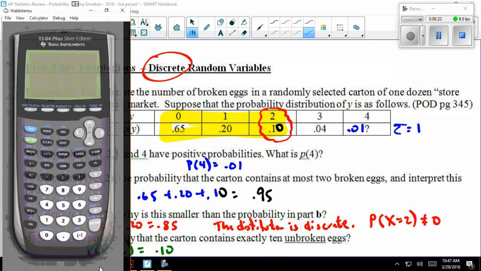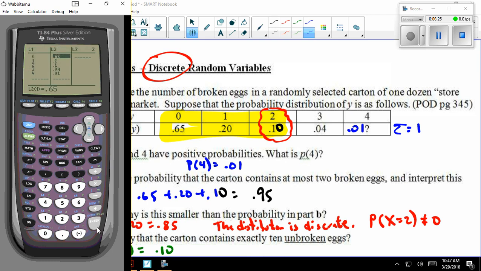And so I'm going to put this in my calculator like this. I put the y's in L1 and the probability of y's in L2. And then I can do one var stats on this information. So I go stat, calc, one var stats. The list is in L1, and how often those things occur, the frequency, is in L2. So when I hit calculate, there's my mean, 0.56. There's my standard deviation, 0.89799. And that's a little more efficient way to get those last two answers.